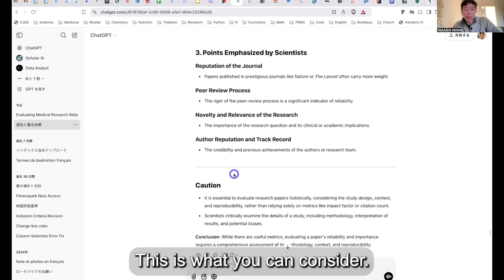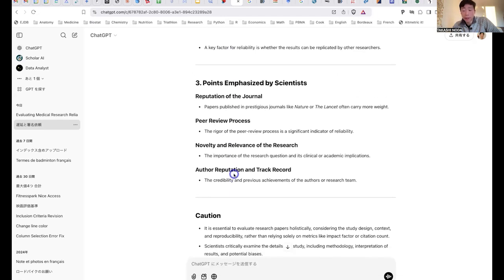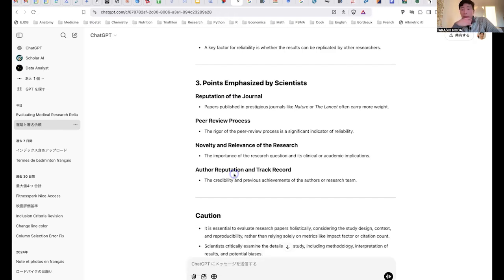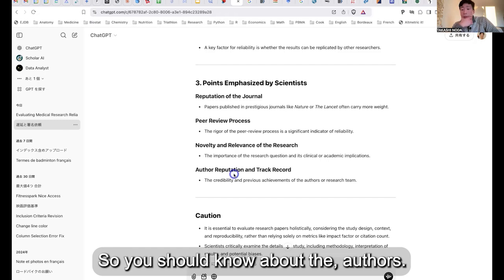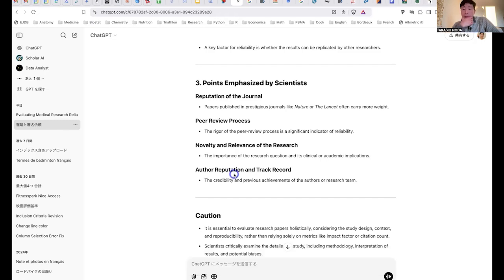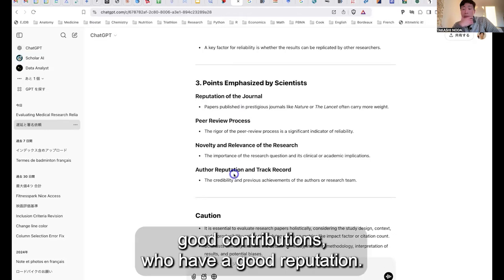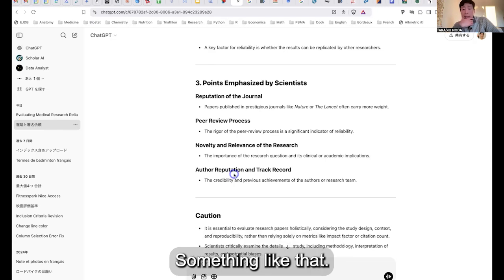This is what you can consider when you want to judge and decide the papers you want to read. It's all about authors. It's all about researchers. So you should know about the authors, who is good, who has good contributions, who has a good reputation, which team is leading this scientific field, something like that.